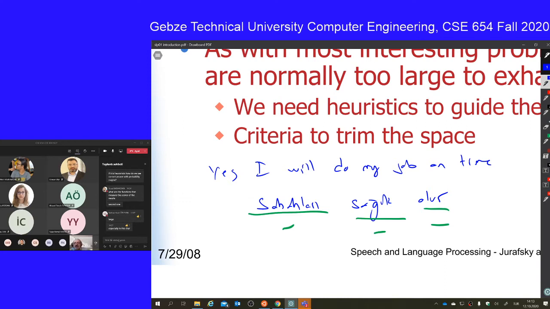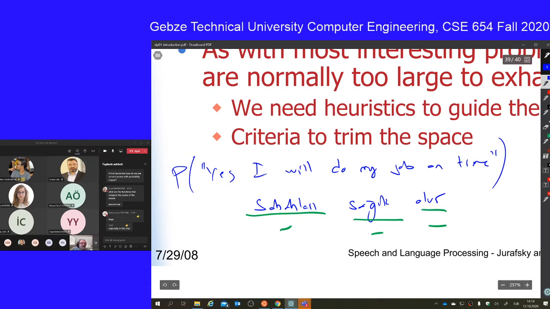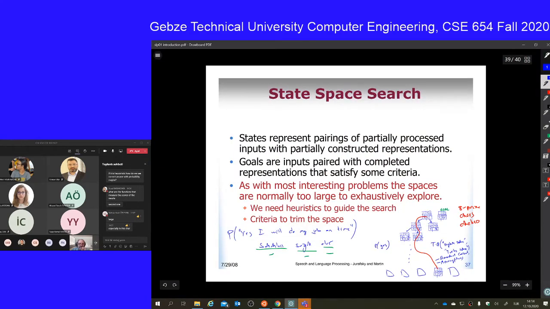So how am I going to measure the probability of this sentence then? What is the probability of yes, I will do my job on time? The probability is large. Since Google didn't say anything about it, and I couldn't find it, is it zero? No. So we will find ways of measuring the probabilities of such sentences. We will do something else. Okay, good.